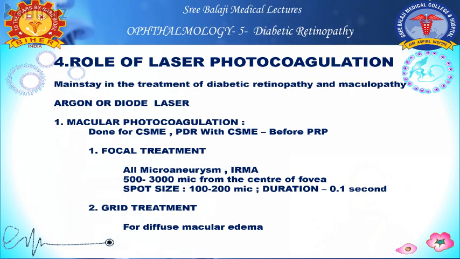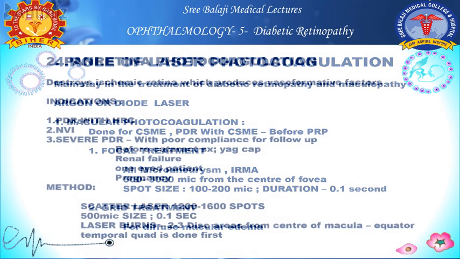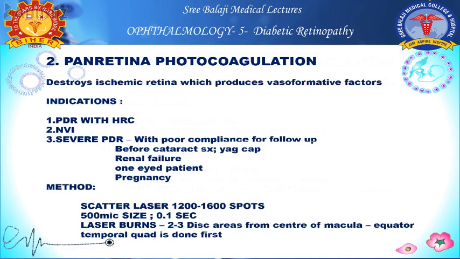The second one is pan-retinal photocoagulation. Here it destroys the ischemic retina, which is responsible for producing vasoformative factors. The indications for PRP are PDR with high risk characteristics, neovascularization of the iris, severe PDR with poor compliance for follow-up, or when we plan for cataract surgery or any eye capsulotomy procedure, patients with renal failure, one-eyed patients and pregnant patients. So these are the indications for pan-retinal photocoagulation.